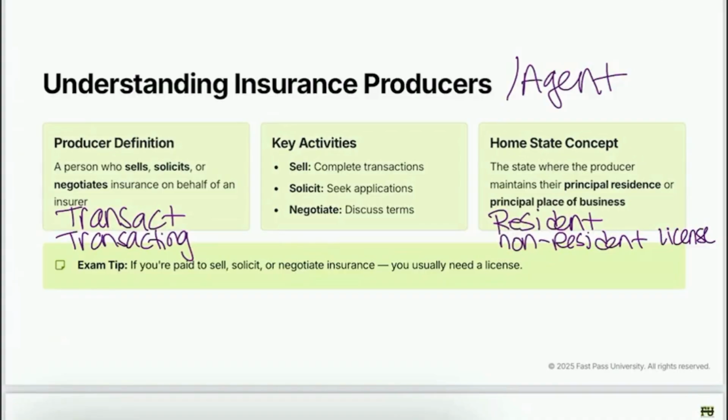Exam tip: if you are paid to sell, solicit, or negotiate insurance, you usually need a license. We are going to cross out that word usually and just say you must.